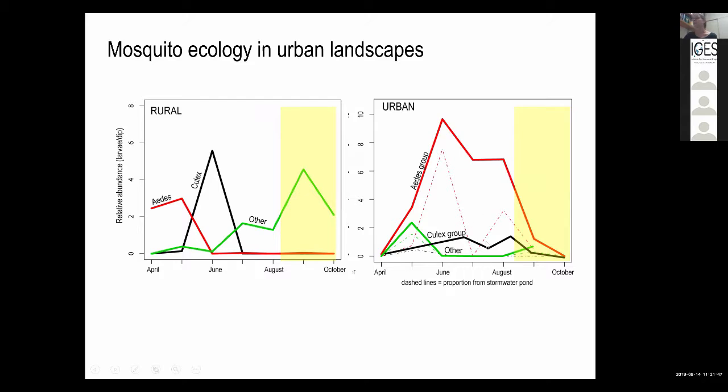These are important because it determines what's around to bite humans and when the human biting is happening. And this figure would suggest that human biting rises early in the spring and continues all summer long, which we've all felt, and it does so more in the urban area.